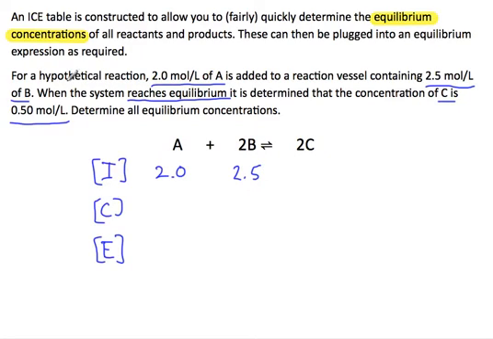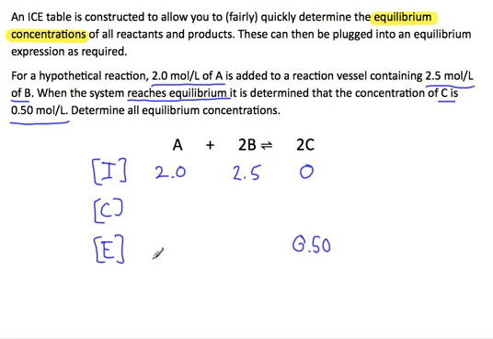Now, we don't have anything about the initial concentration of C, but here's the thing. Unless you're told otherwise, we assume the reaction hasn't started yet when we have A and B. Therefore, the initial concentration of C is 0. And you're going to see in many instances that's the case. The initial concentration of products is going to be 0. We do have one more piece of information. At equilibrium, concentration of C is 0.50 moles per liter. 0.50, so we know that.